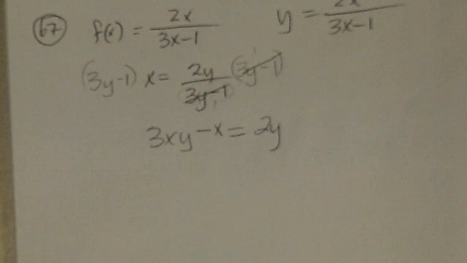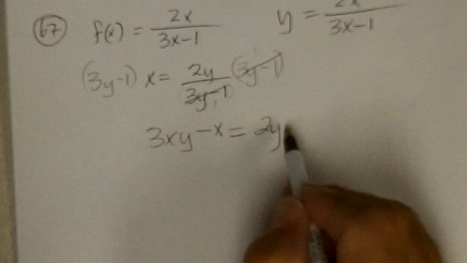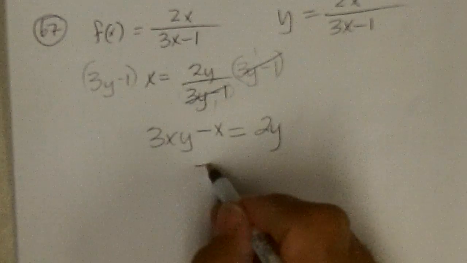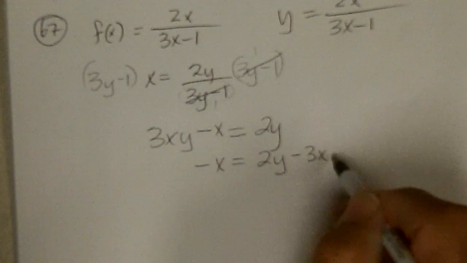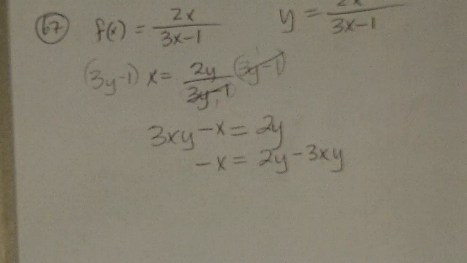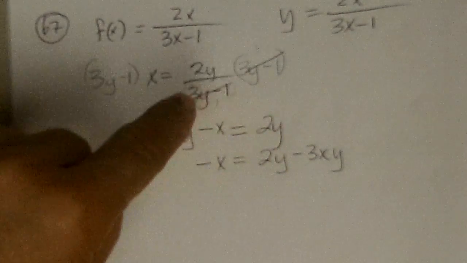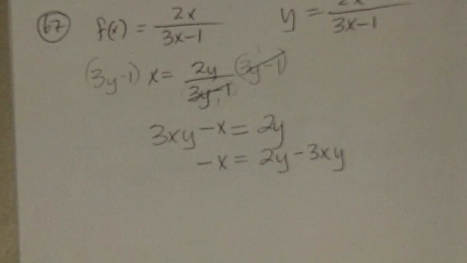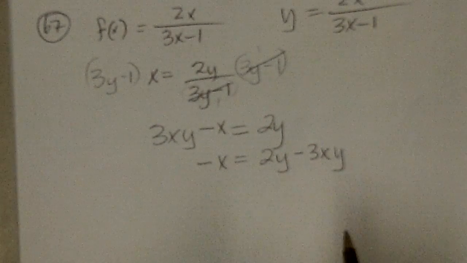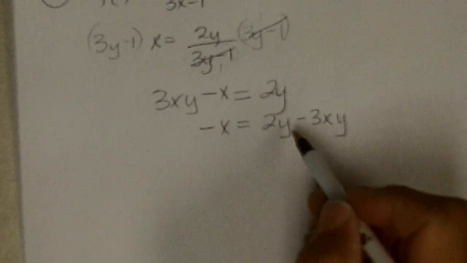Here's where people start having trouble. We have y on both sides. We've got to get y on the same side. I will subtract 3xy from both sides, so I'll have negative x equals 2y minus 3xy. So I subtracted 3xy from both sides. I could have subtracted 2y from both sides and added x to both sides to get the x on the other side.